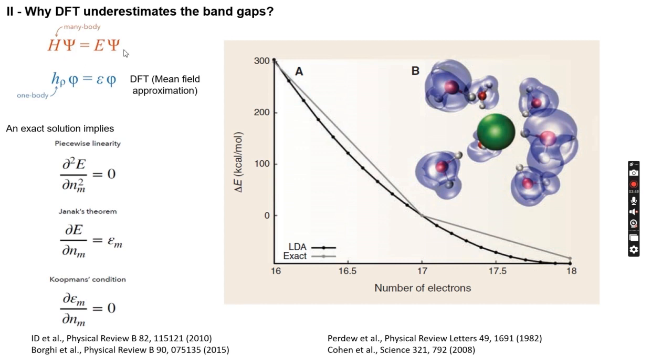Recall, in DFT we do not solve the many-body equation. However, we solve the one-body equation here, in which the interactions are functions of the density. Because the interaction in this Hamiltonian, indicated by small h here, is built on the entire charge density, the orbitals will feel their own contribution to the interaction of the total potential. This means that an orbital would interact with itself. This leads to the so-called self-interaction error, which is an artificial effect of the mean field approximation.